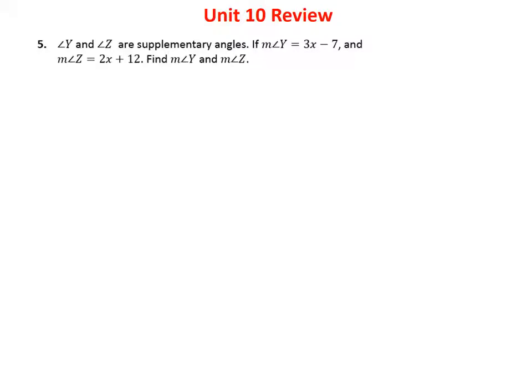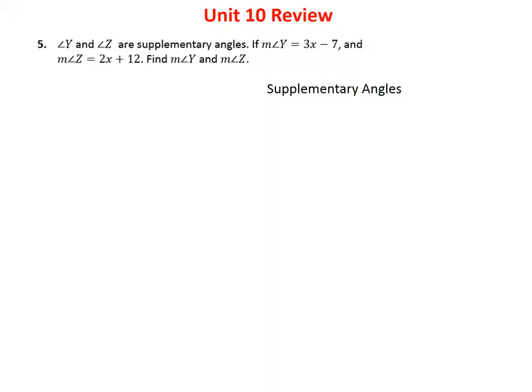Problem 5 is somewhat like problem 4 in that we're given information about 2 angles and use that information to find what their measures are. In this case, it says that angle Y and angle Z are supplementary angles. That means these 2 angles, their measures add up to 180. We're also given information about the algebraic expressions. For example, the measure of angle Y is 3x minus 7, and the measure of angle Z is 2x plus 12. So let's get started.